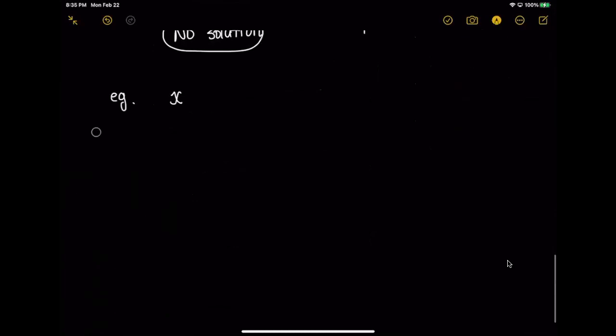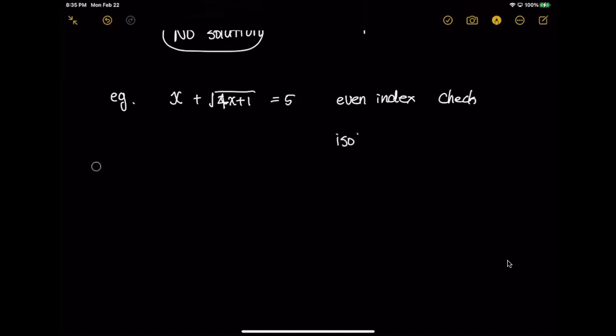Let's say square root of 4x plus 1, plus x, equals 5. First of all, we see an even index. You want to write on the side to remind yourself, hey, you need to check the solution. Okay, so what do we do in here? We have radical terms and non-radical terms. What you want to do is isolate the radical terms.